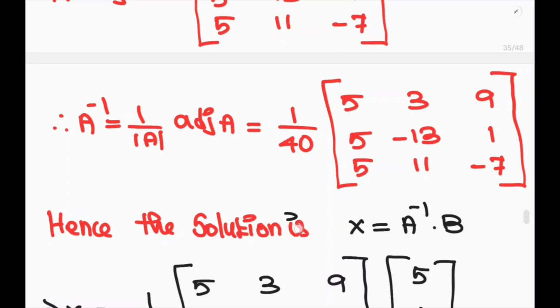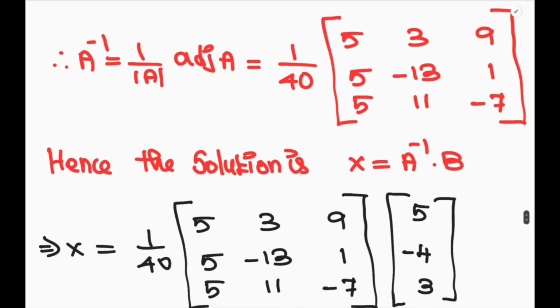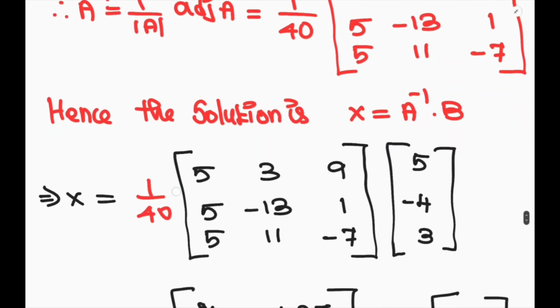Hence we need to find the solution. What is your solution? X can be written as A inverse into B. That is your solution. Then your A inverse matrix is 1 by 40 times 5, 3, 9, 5 minus 13, 1, 5, 11 minus 7. And your B matrix is 5 minus 4, 3. So this is your X.